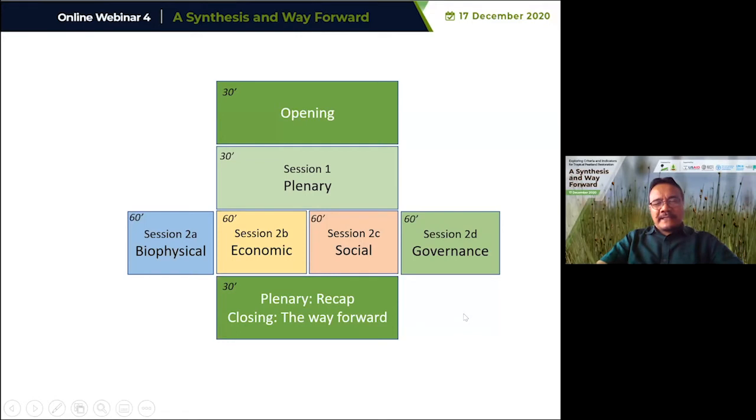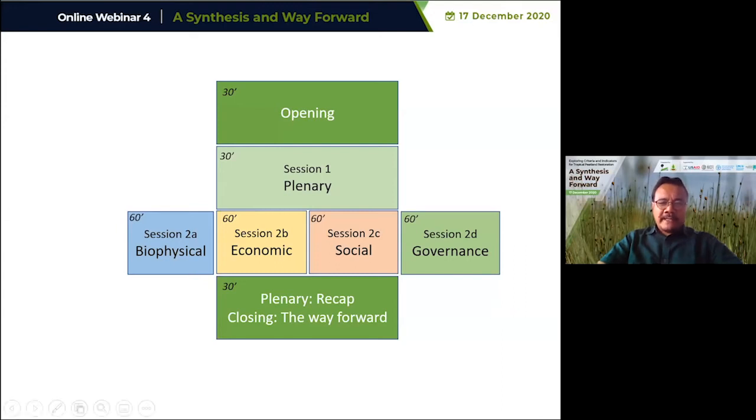So after the plenary, we will be split up into four working groups. You've registered yourself as participants and picked your choice of which session you would like to go to, and you will be migrated automatically when we break out to the sessions. And we run that in parallel for 1 hour.